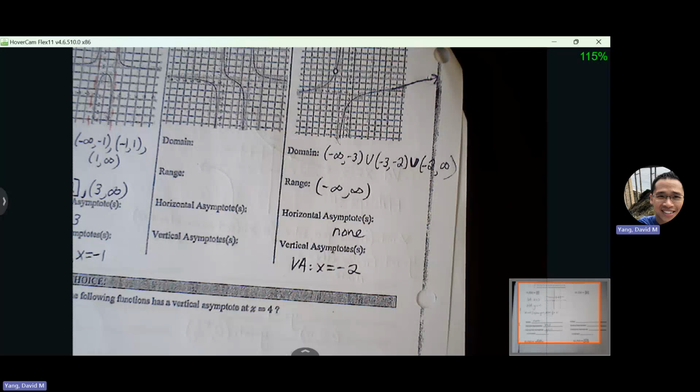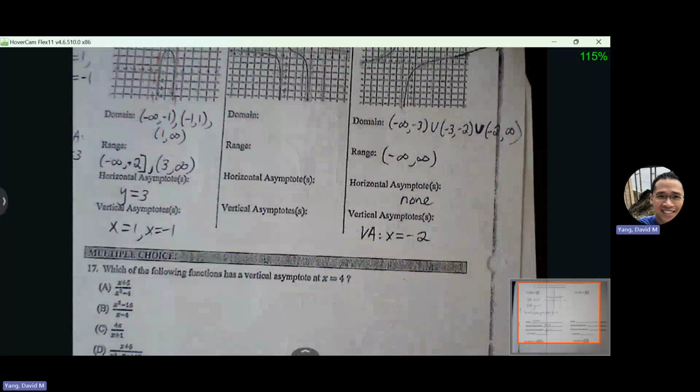Okay, go ahead and try 17 and 18, with everything that we've learned, or that we've not learned, but everything that we reviewed, see if you're able to put some of those things together. So try 17 and 18, and then I'll go over those with you.